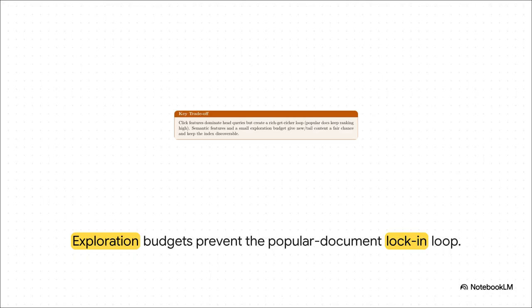And you know, one of the biggest trade-offs they face is the so-called cold start problem. Because user click features absolutely dominate the ranking signals, it creates this intense rich-get-richer loop. Popular documents sitting at the top get all the clicks so they stay at the top forever. If the system didn't deliberately inject a small budget of randomness, a little bit of exploration, brand new, amazing content would never get a single click and would just be buried indefinitely. Semantic features and this slight randomization ensure that new content actually gets a fair chance to be discovered.